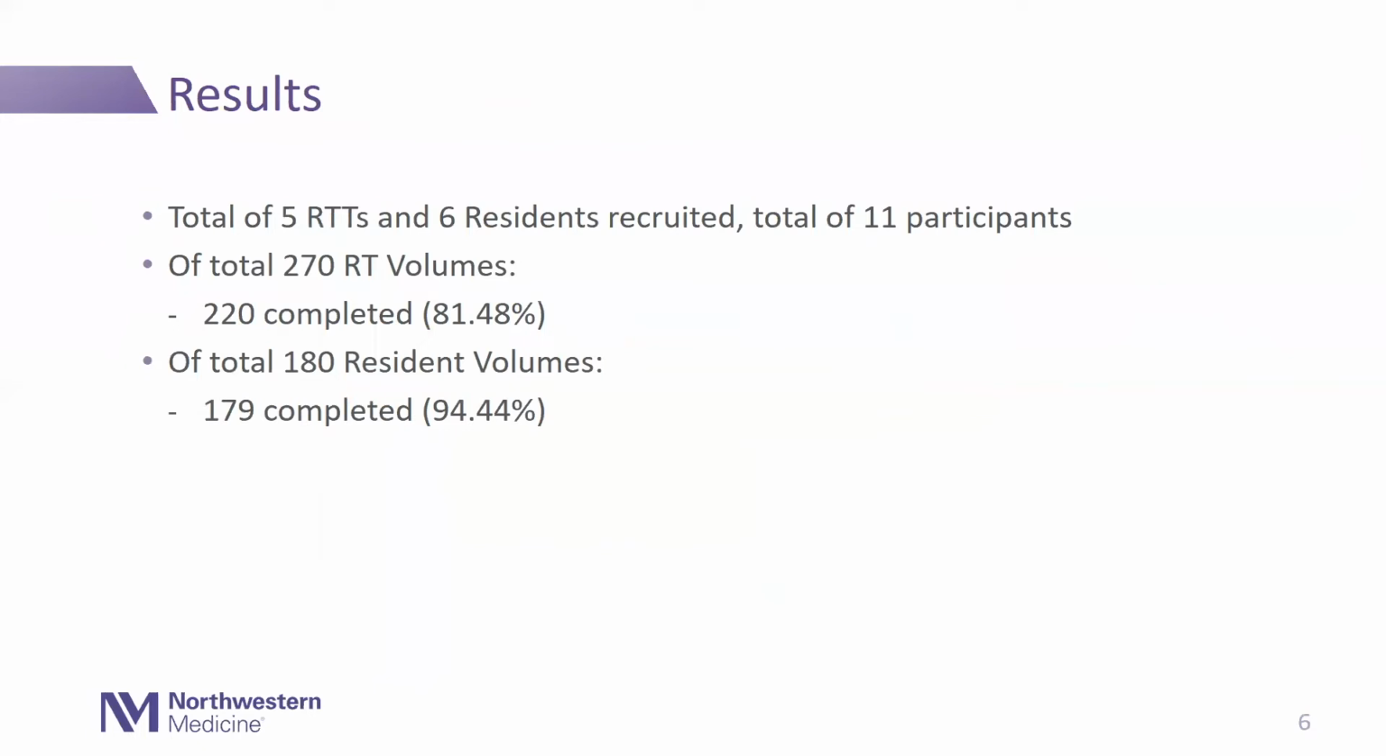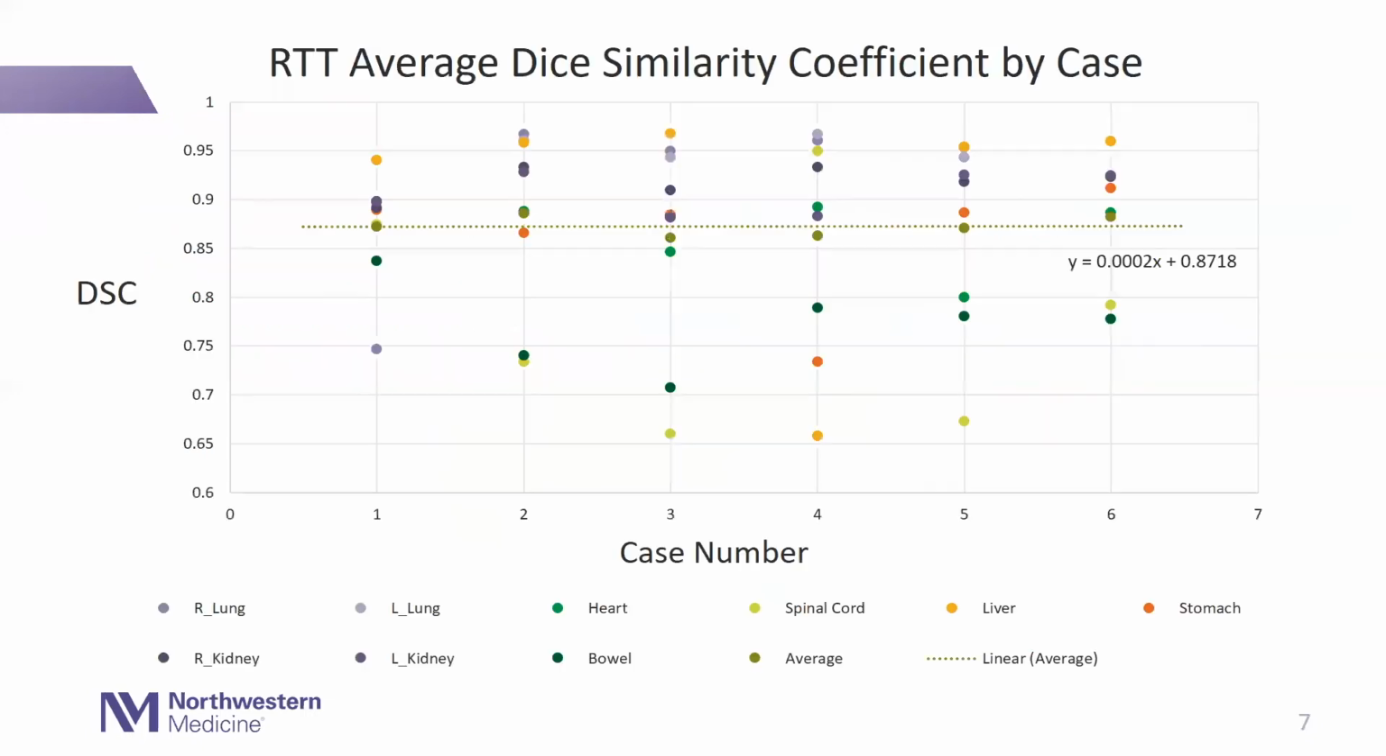Our overall results, we had 5 radiotherapists who were involved, who will be treating on the machine, who took part in this study. And we had 6 residents who were recruited for a total of 11 participants. Of the total 270 requested radiotherapy volumes, 220 were completed for 81.48% completion. And of the total 180 resident volumes, 179 were completed. There was only 1 volume that was left uncompleted.